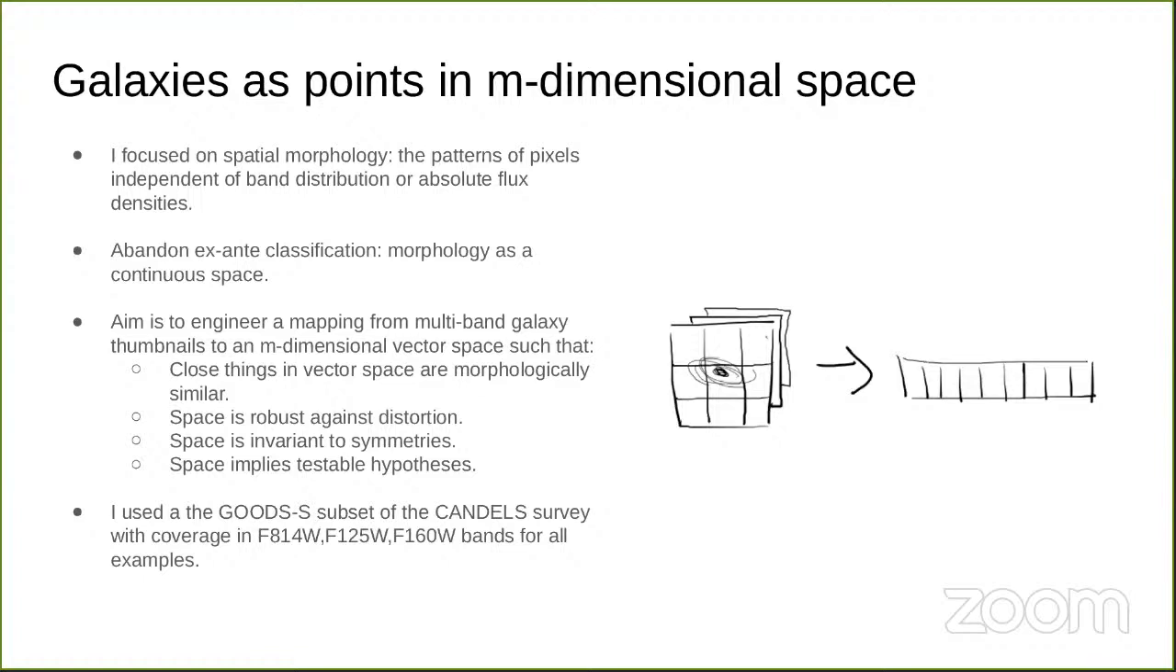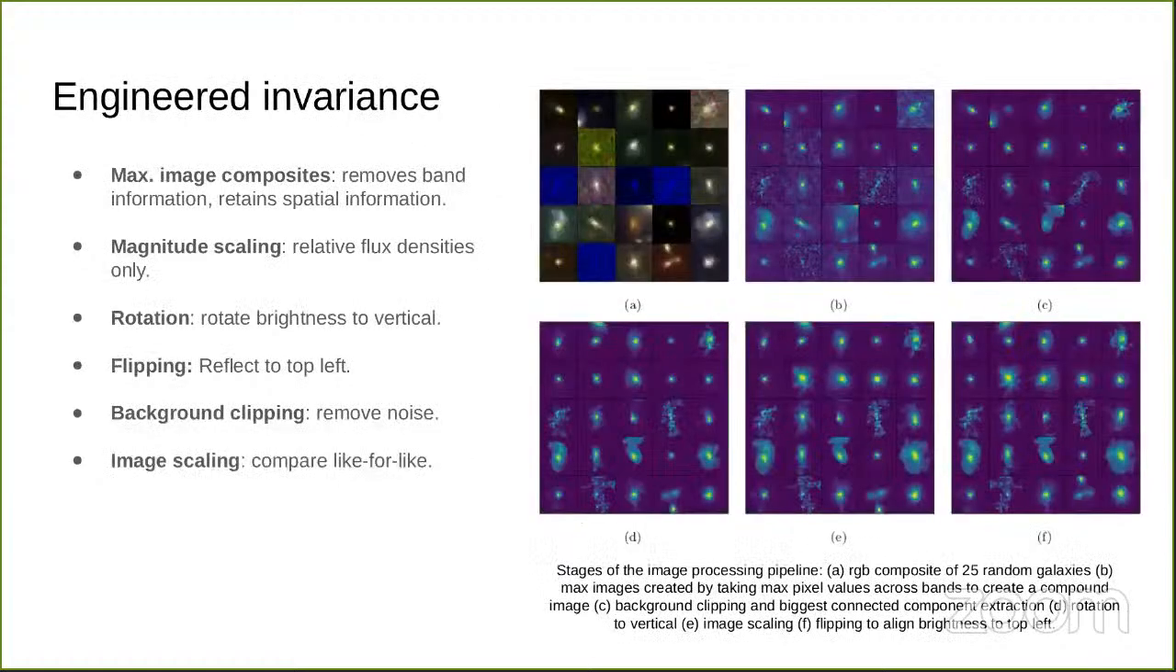I made two kinds of spaces that I'll discuss throughout. I made one which was just focused on distributions of flux in space without any consideration given to the distribution of flux between different bands. And I made another one, which is in the paper, which is sensitive to the distribution of flux between different bands. So I'll talk about that now.